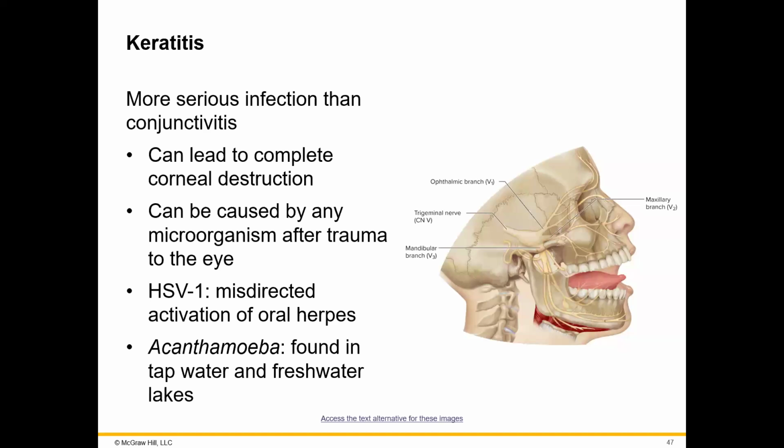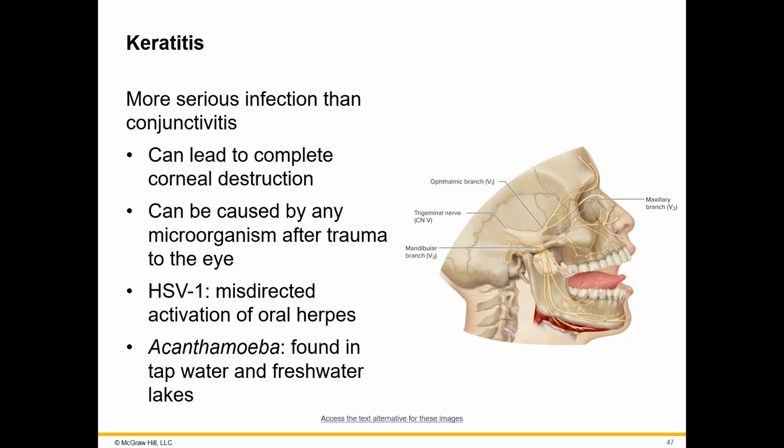All right, keratitis. This is where we have the cornea getting affected. This is usually a more serious infection than conjunctivitis and can lead to actual corneal destruction if it is left unchecked. The most common organisms associated with this are going to be herpes virus 1. So this is your oral herpes virus, your cold sores, which can be transmitted to the eye and lead to keratitis, as well as acanthamoeba.